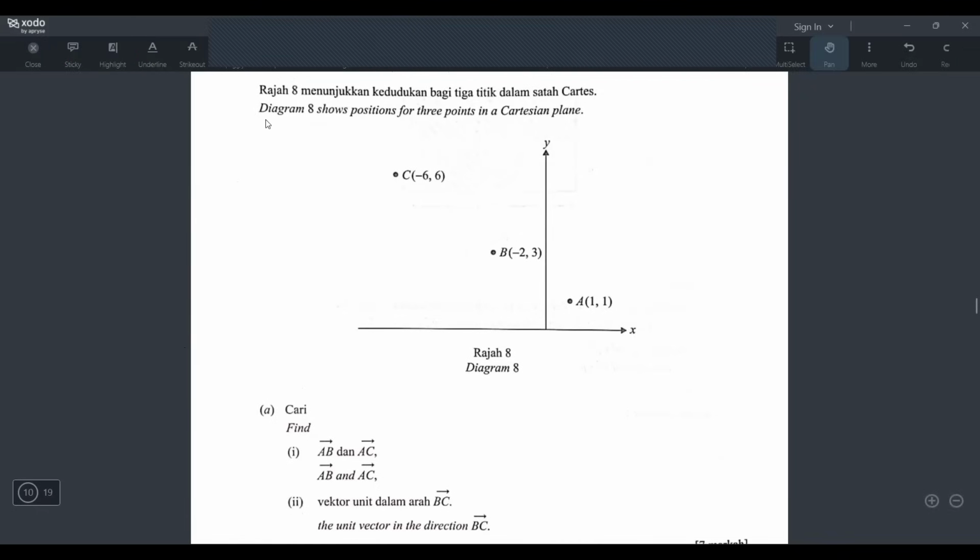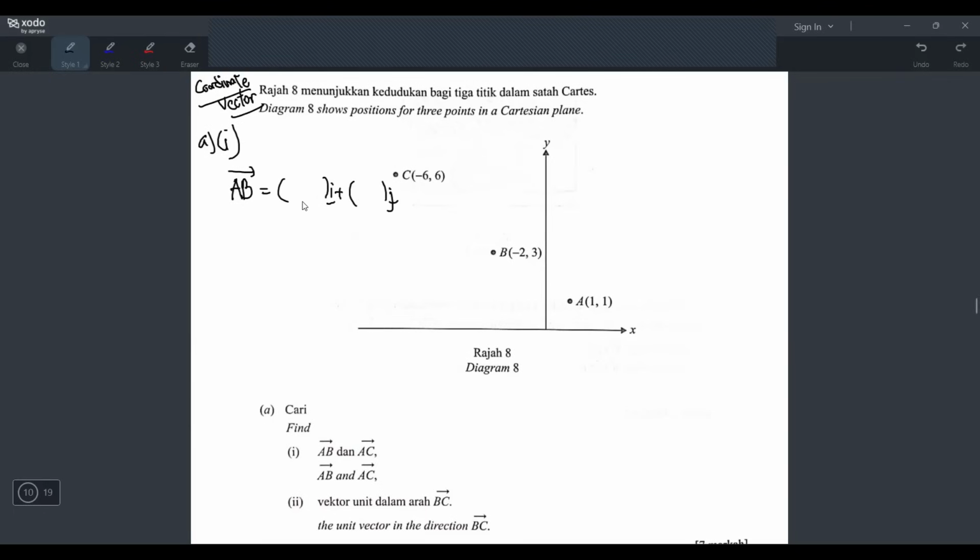Okay. Diagram 8 shows position of 3 points in the Cartesian plane A, B, C. All the A, B, C coordinates they give us already. So part A number 1, find vector. Okay, I know this is a vector question already, but they give you the Cartesian plane. So definitely this is a coordinate vector question, right? It means later all your answer will be what? It will be in terms of i and j. Coordinate vector, all answers in the form of i and j. So first they want vector A to B, right? Okay, how to find vector A to B in terms of i and j? Okay, to get the coefficient of i, you have to take x coordinate minus x coordinate.